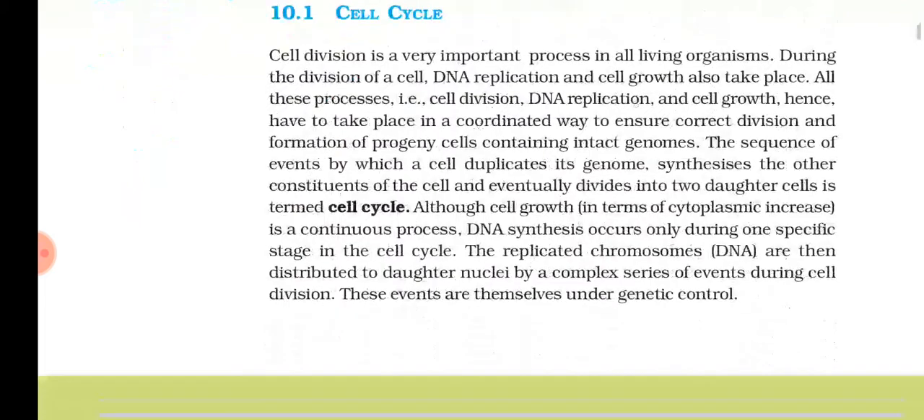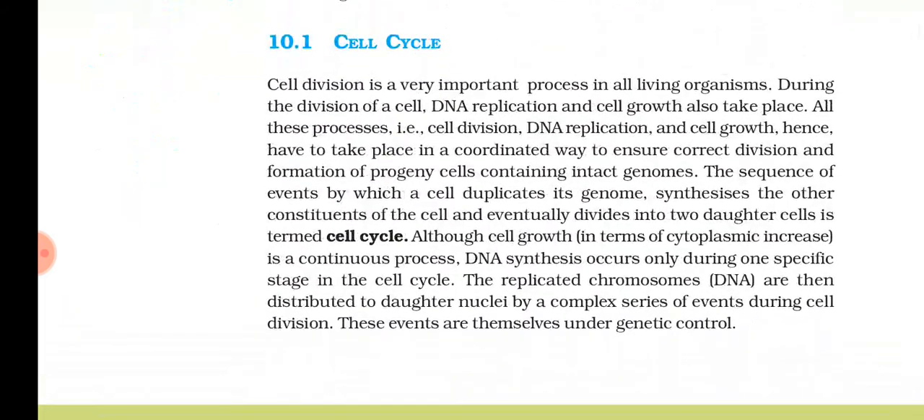Okay, so why is it known as the cell cycle? Cell division should take place in a coordinated way. During cell division what all happens? DNA gets replicated, isn't it? Then cell growth takes place. All this process should take place in a coordinated way, otherwise what will happen? There will be a lot of problems.